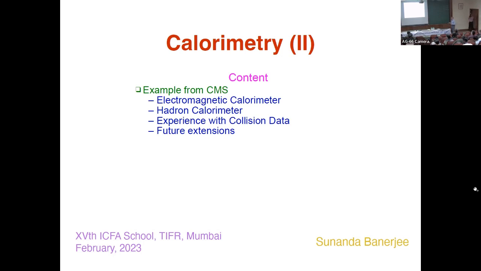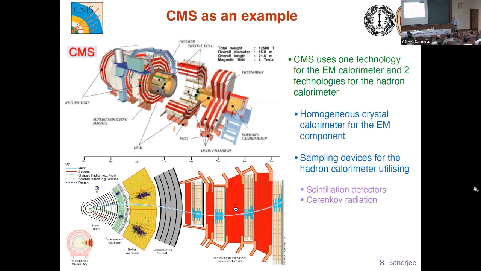It has essentially two components. As I said, it has an electromagnetic calorimeter and a hadron calorimeter. But my emphasis will be on the experience I have with the collision data, and why we are not happy with our current electromagnetic calorimeter and hadron calorimeter. I think you have seen these pictures many times in the previous lectures.